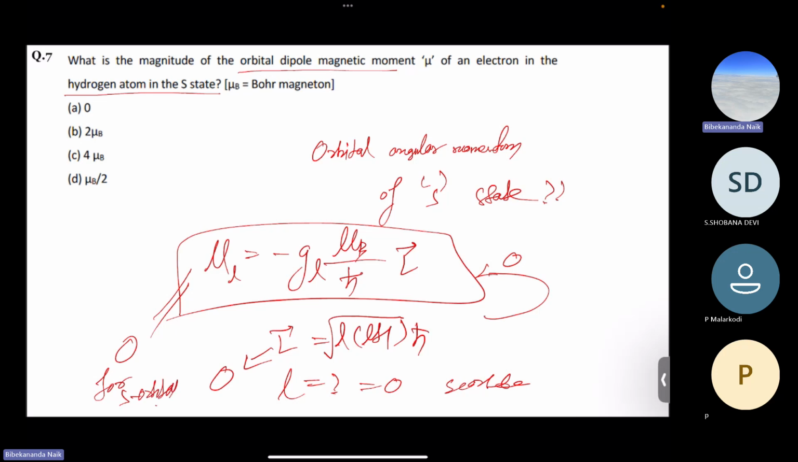Is this clear? Yes, sir. Okay, so the correct option will be option A. Is this clear to everyone? Because the value of L is 0, the value of angular momentum, which is root over L into L plus 1 times H cross, will be 0, and the value of orbital magnetic moment will be 0.